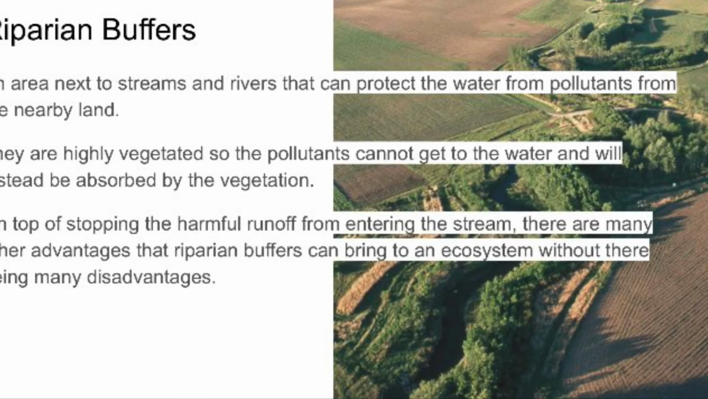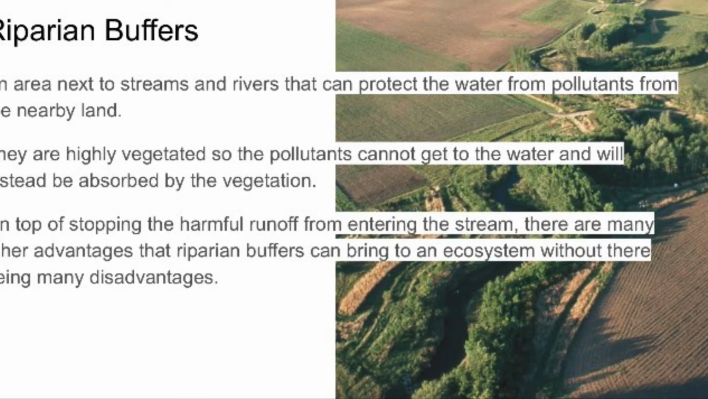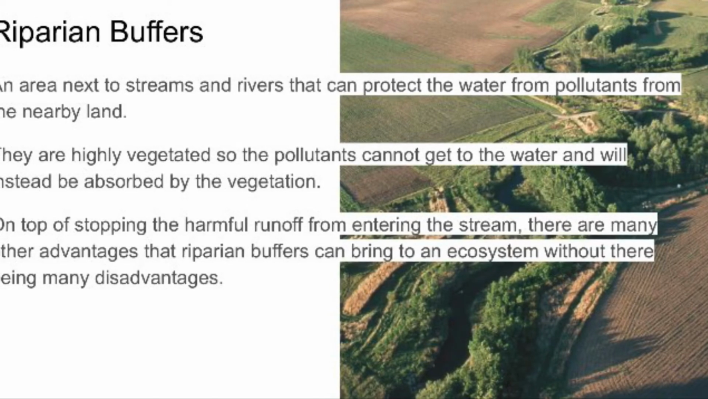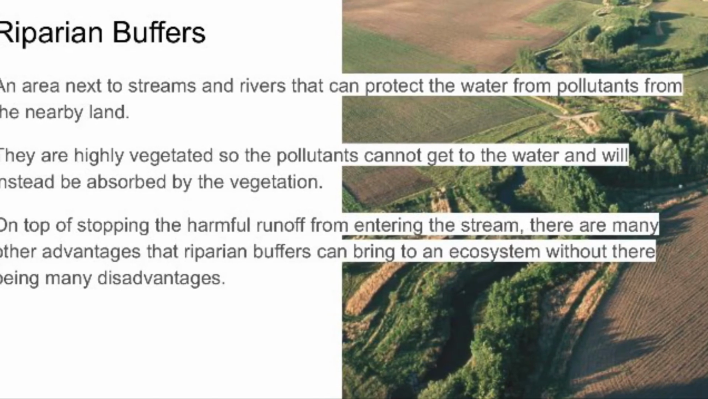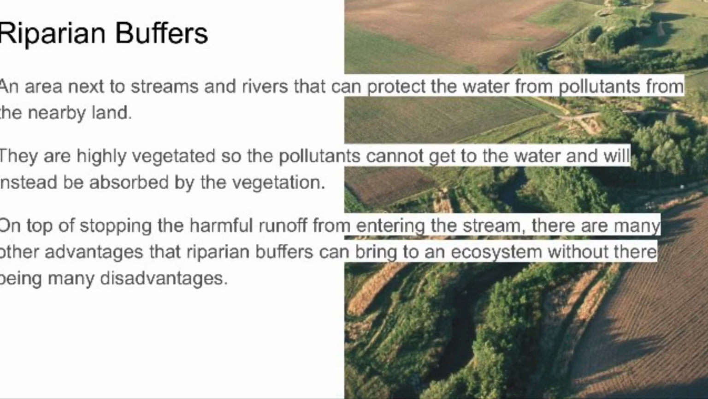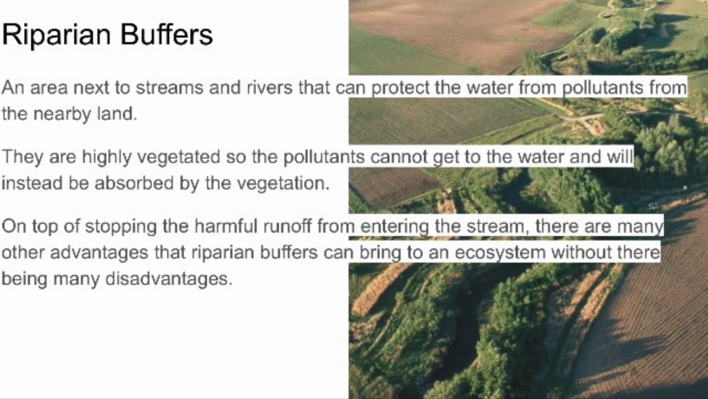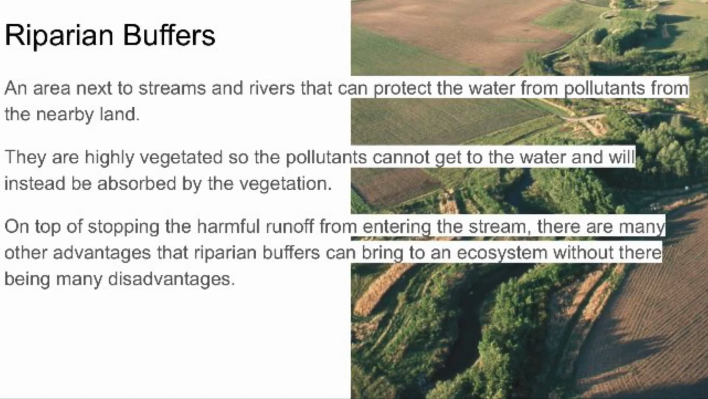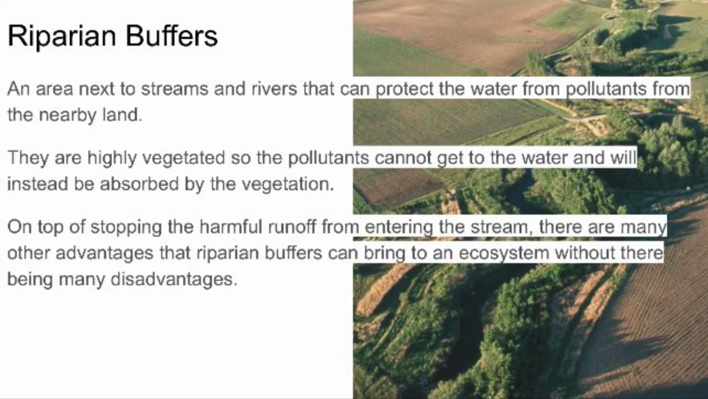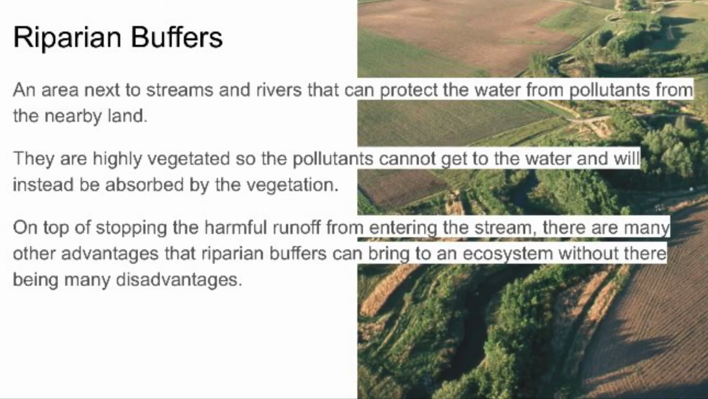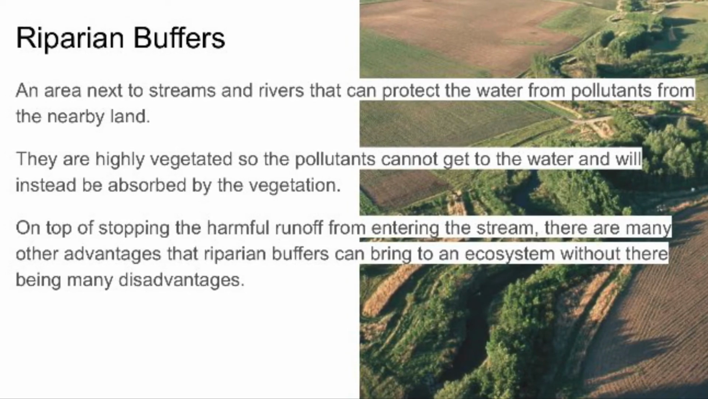lakes or different water sources that can protect the water from pollutants from the nearby land, whether that be pesticides from a nearby farm or just different waste, if there's like a business nearby or a parking lot or something. These buffers are highly vegetated areas, so the pollutants or different waste cannot get to the water because they will either be stopped by the vegetation or absorbed by the vegetation.